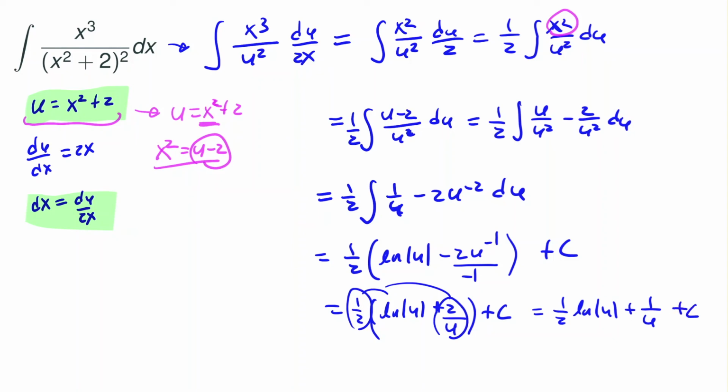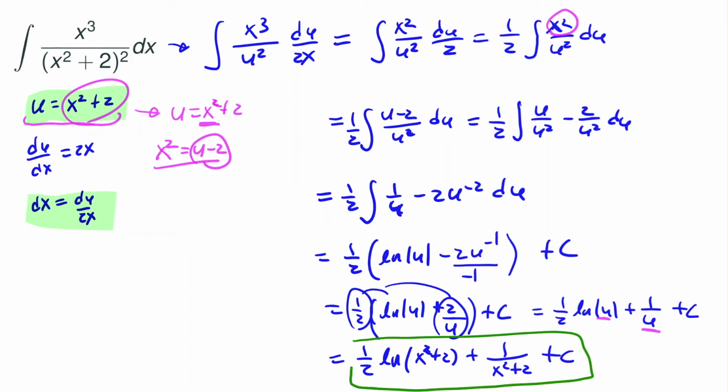Almost there, right? For the final answer, we have to substitute what u is. u was this. So our final answer is 1/2 ln of x squared plus 2. Here we don't need to write absolute value because x squared plus 2 is already positive. Always positive, right? Square and add a number. Plus 1 over x squared plus 2, plus c. So this right here is our final answer. That means if I take the derivative of this function, we'll get this.